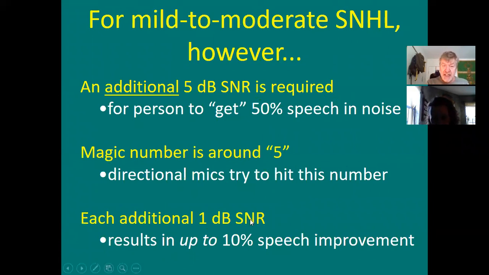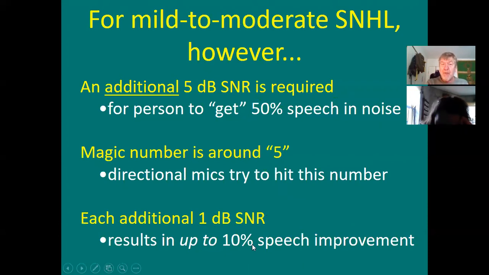So each additional 1 dB SNR can result in up to 10% speech improvement. So it behooves us to increase the SNR by even a few dB. Directional mics try to increase signal-to-noise ratio by about 5 dB. But in real life, directional microphones increase SNR by 2 to maybe 3. And that's okay, because if each dB results in a 10% speech improvement, well, 3 times 10 is 30. That's pretty good. You're getting some substantial improvement.